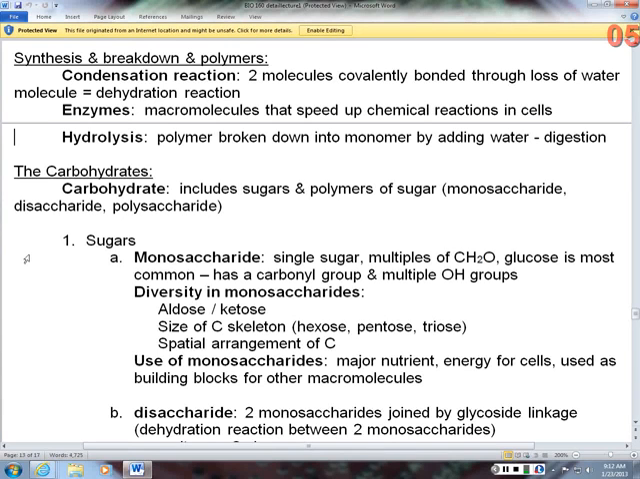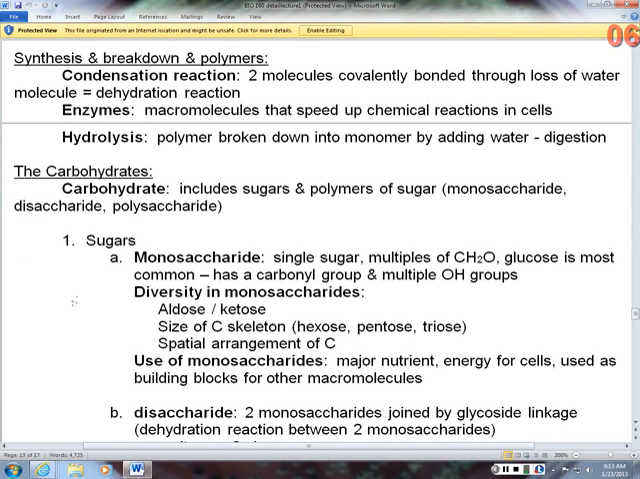And the polymers of sugars are going to be your more complex ones. So you have monosaccharides. Saccharide also means sugar, and mono means one. Disaccharides are going to be two sugars hooked together. And then polysaccharides are where you have many sugars hooked together.